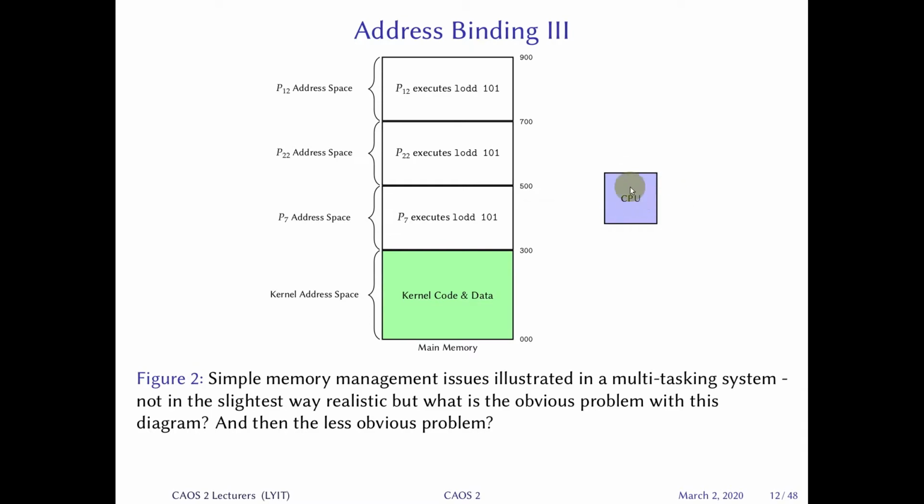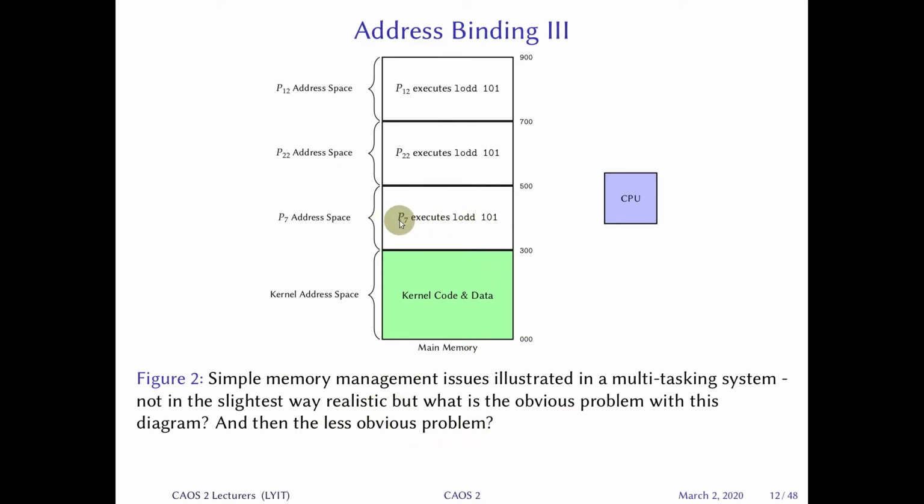Now you can see the CPU over here just for the sake of context, and I guess then the question is, well, is this realistic? And there are 2 problems with it, of course. So it's not realistic at all. The memory is tiny. That's one aspect of its lack of realism, and we can see that the addresses that we've got here, they are physical addresses. They're actual hardware addresses. So what's the problem with this setup here?